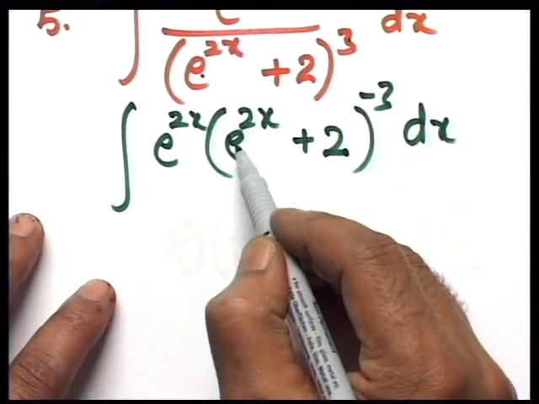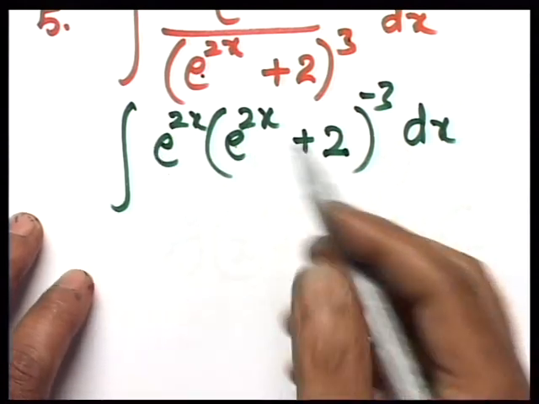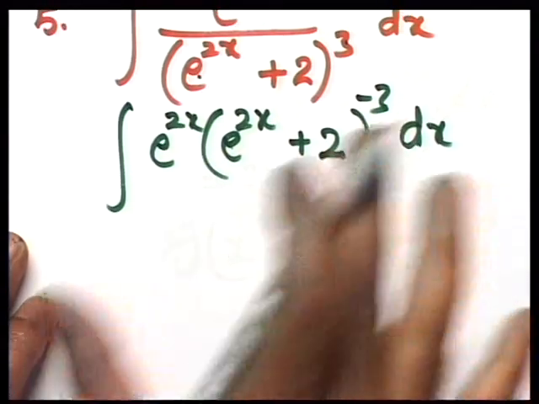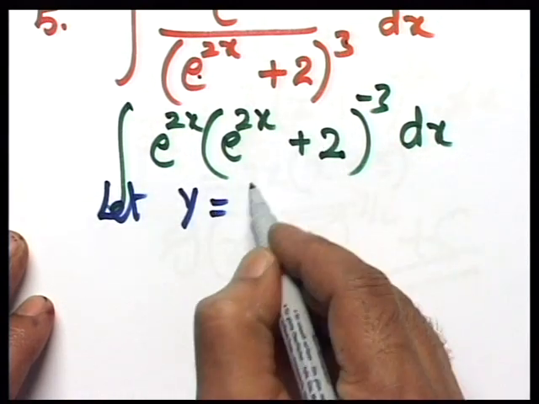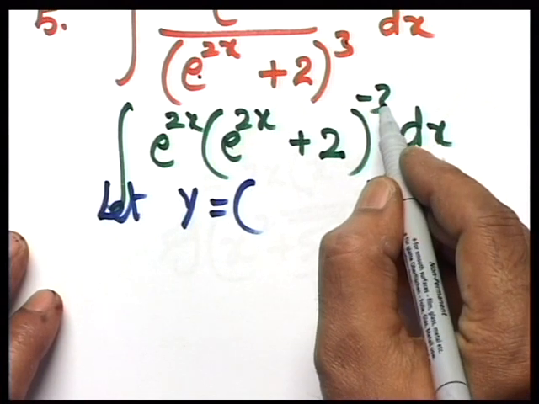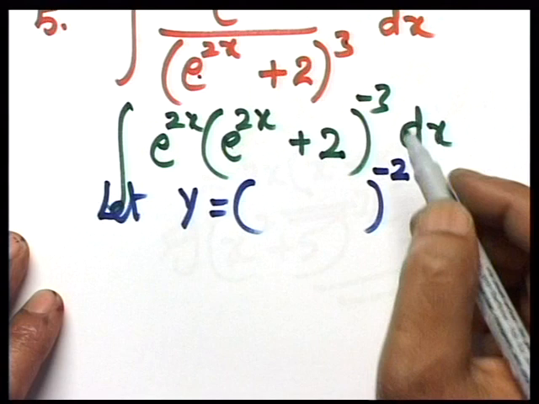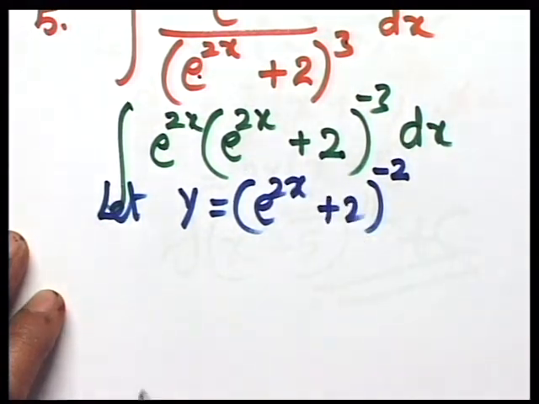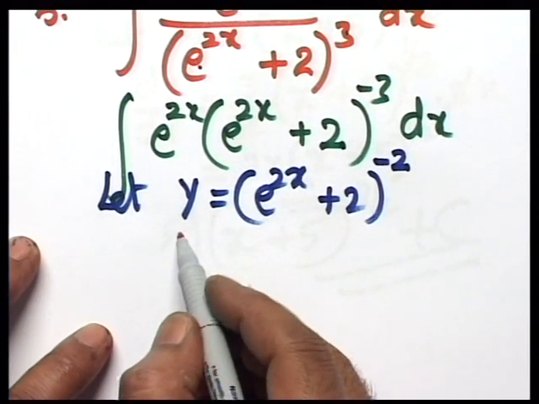Differentiate this. E to the 2x is e to the 2x. Of course, there is a 2 that we will solve. Done. So our job is to guess now, right? So let y equals to bracket, increase that by 1. Watch out, increase. So it's not minus 4, it's a minus 2, right? Minus 3 plus 1. So e to the 2x and plus 2, guys, done. Differentiate on both sides with respect to x and see what happens.